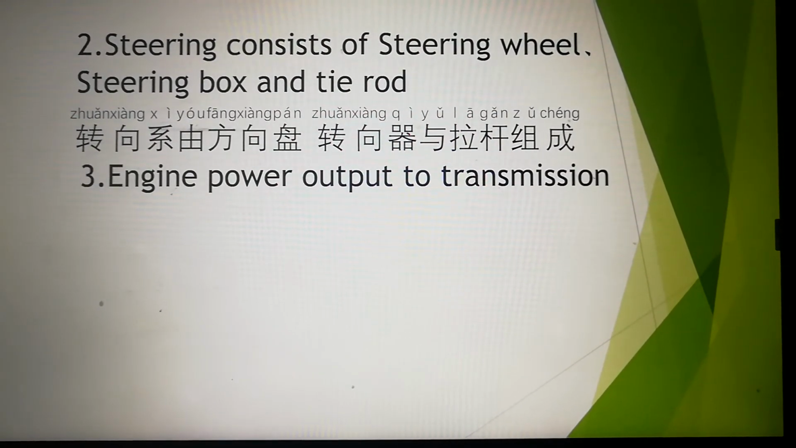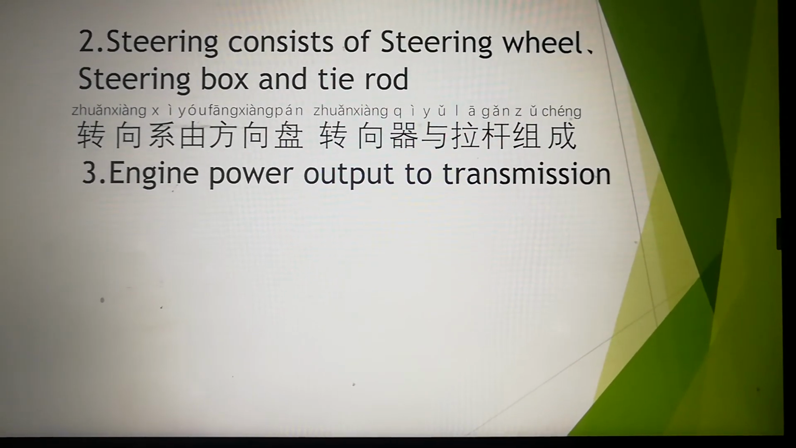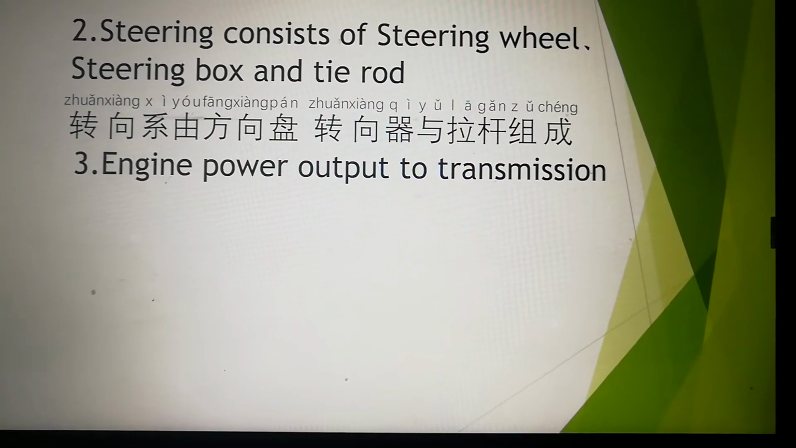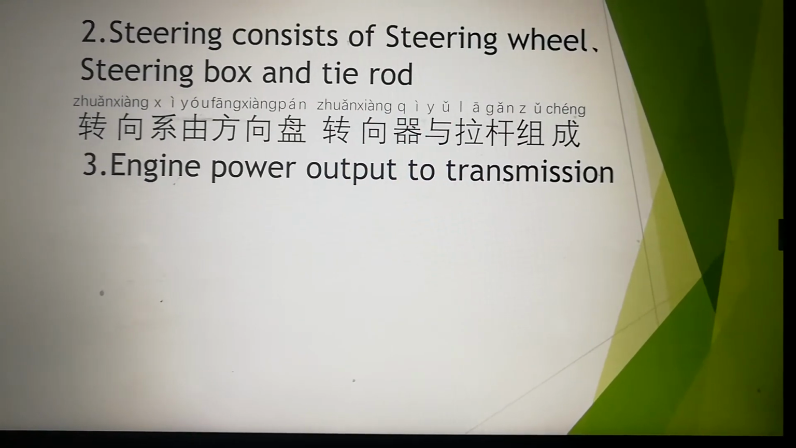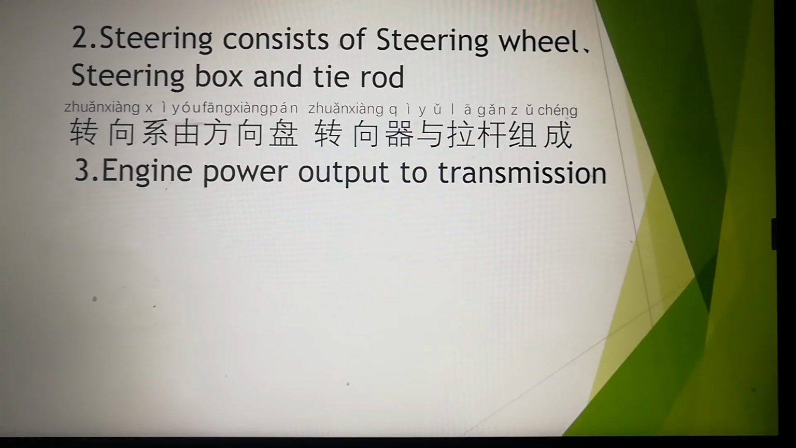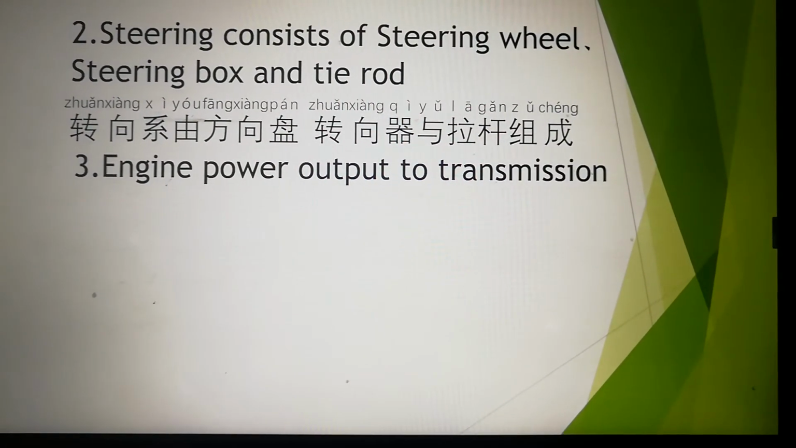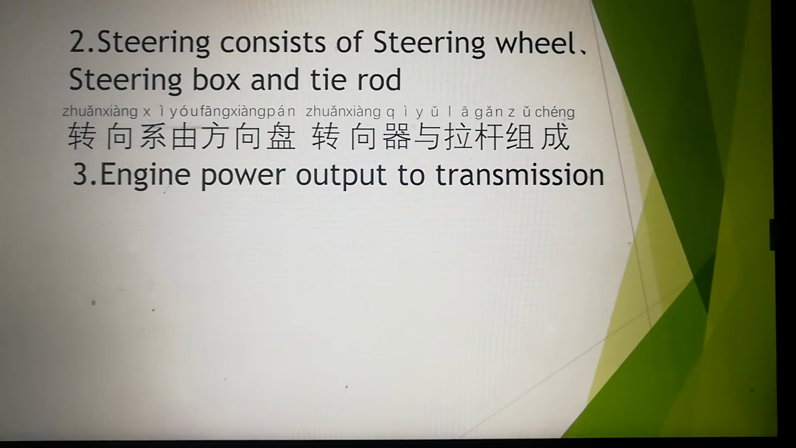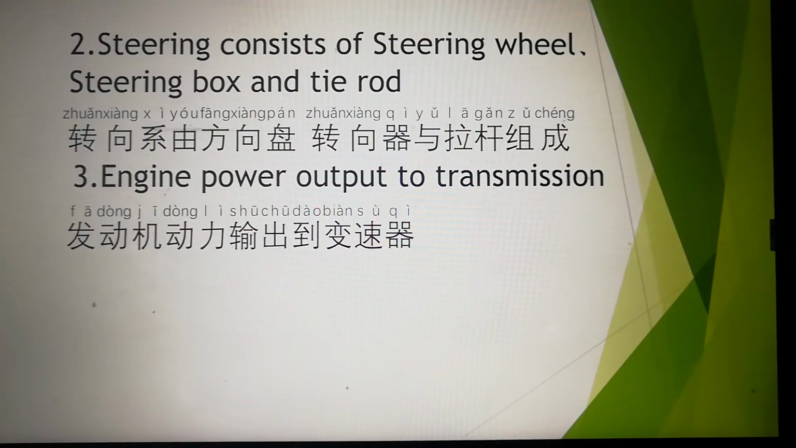Okay. Now look at the third sentence. Engine power output to transmission. Okay, how to express this sentence in Chinese? In Chinese, this sentence can be expressed like this.